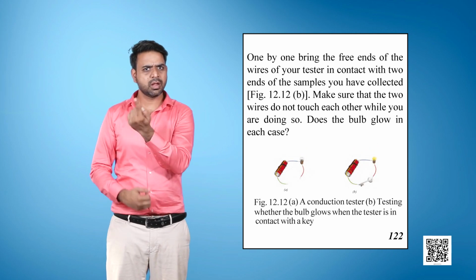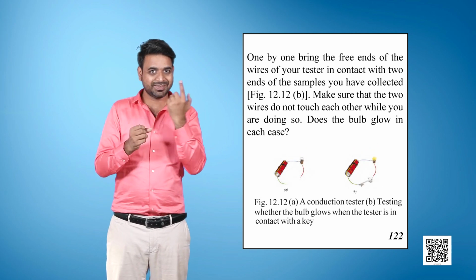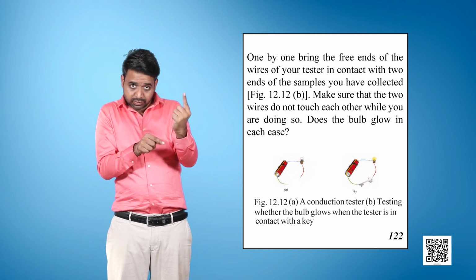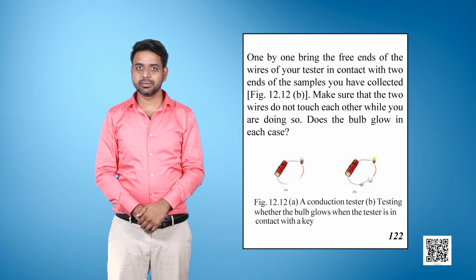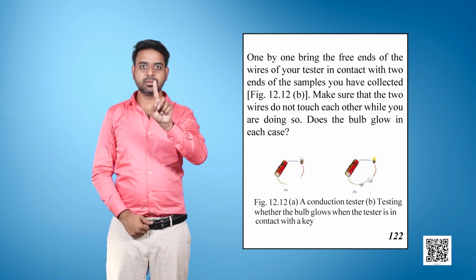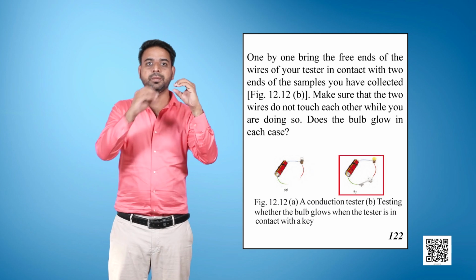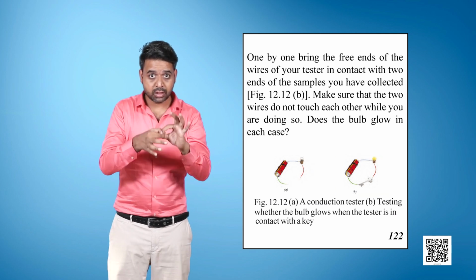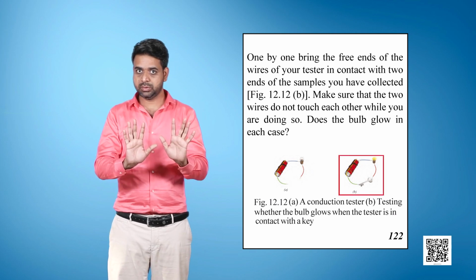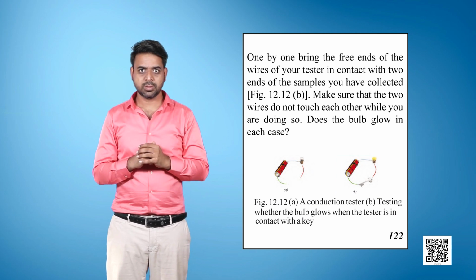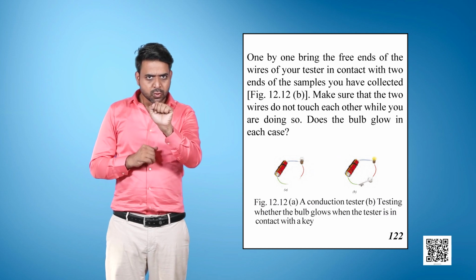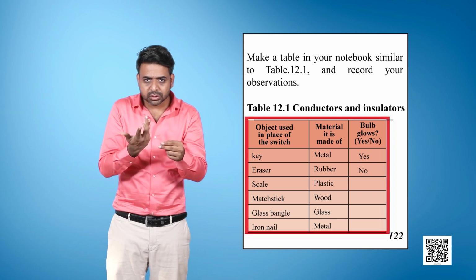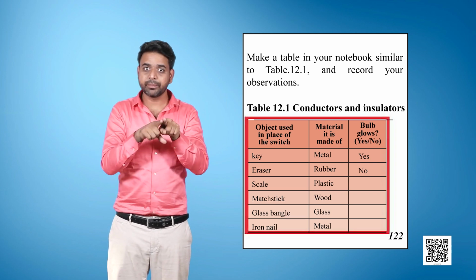One by one, bring the free ends of the wires of your tester in contact with two ends of the samples you have collected. Figure 12.12b. Make sure that the two wires do not touch each other while you are doing so. Does the bulb glow in each case? Make a table in your notebook similar to table 12.1 and record your observations.